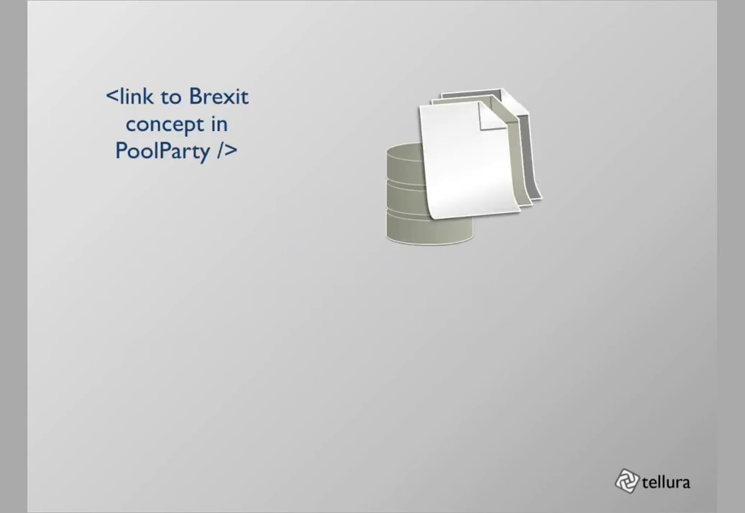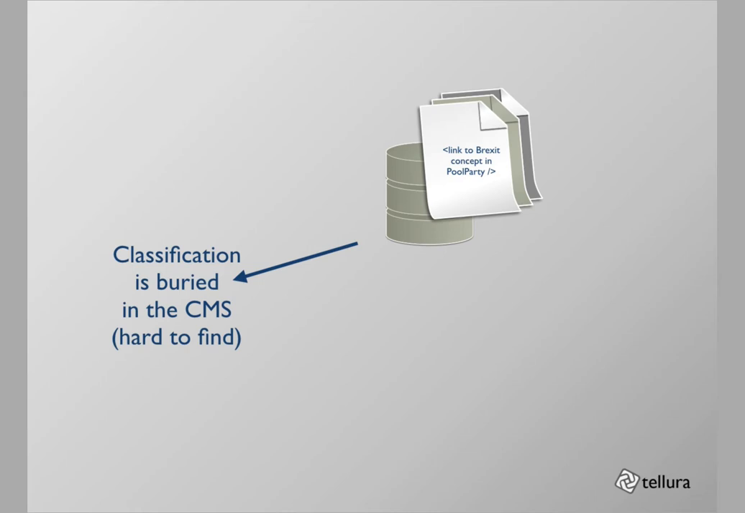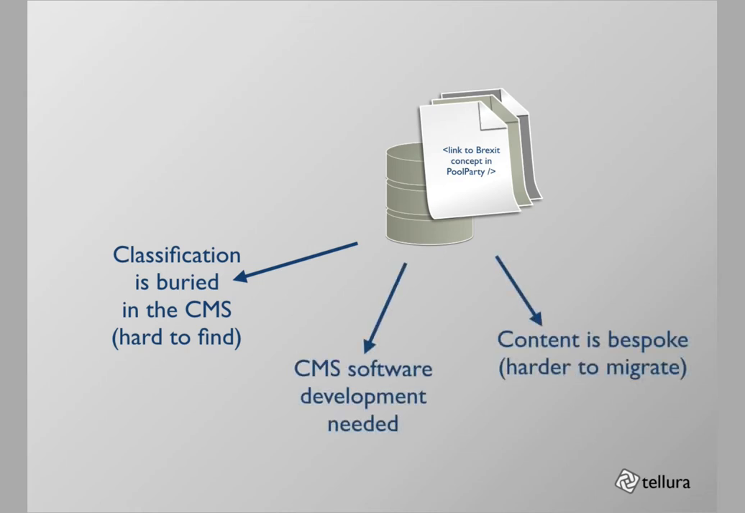If we look at a typical integration between a CMS and a TMS, it requires that your tagging and your markup are embedded right there in the document, and this in turn means that your classification is buried in the CMS, it's hidden. You need to do software development to customize your system, and your content is bespoke. Its tagging and the actual content may be difficult to migrate to a different CMS in future.